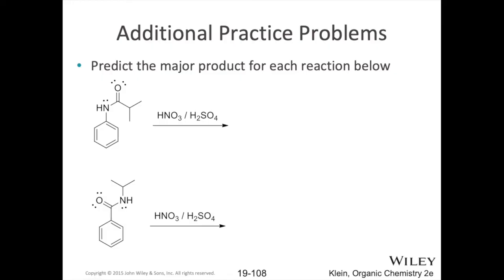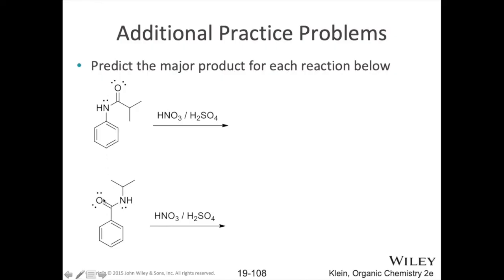Okay, so ask yourself, are these activating or deactivating groups? Are they going to be ortho-para-directing, or are they going to be meta-directing? Okay, so as soon as you see this nitrogen with its lone pair attached, you should realize this is going to be an activating group. It's going to be an ortho-para-director. Now, given the bulkiness of this group, I would say the para position is going to be favored.